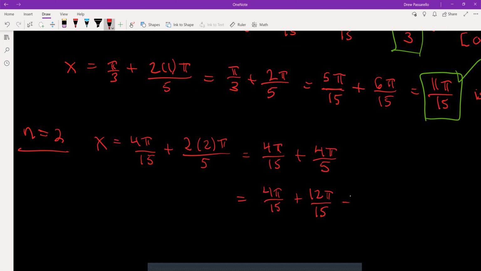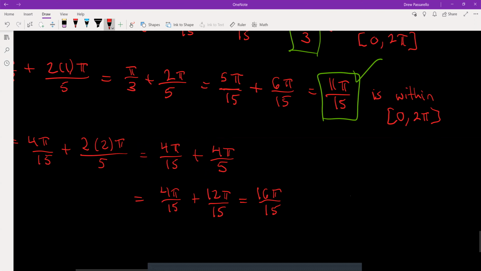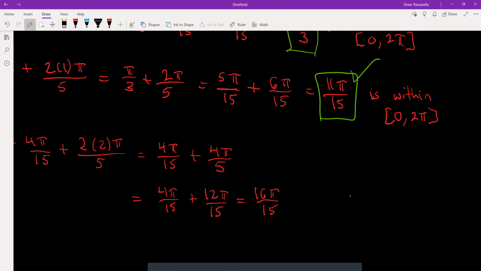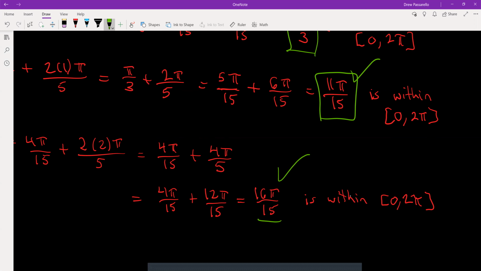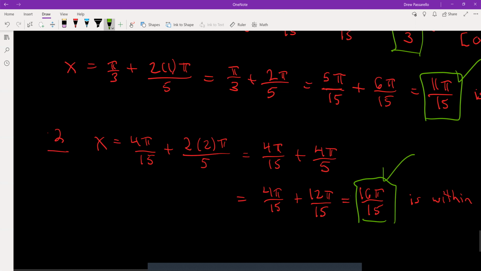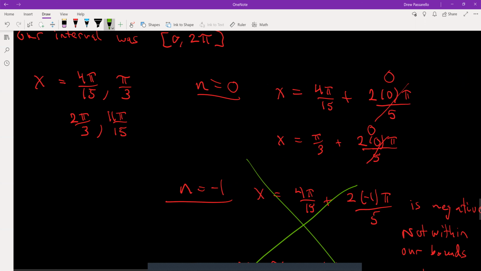All right, and that's going to give me 16 pi over 15. And then is that within our bounds? And yes, it is, right? Because 16 pi over 15 is still less than 2 pi. All right, so that one works. 16 pi over 15.